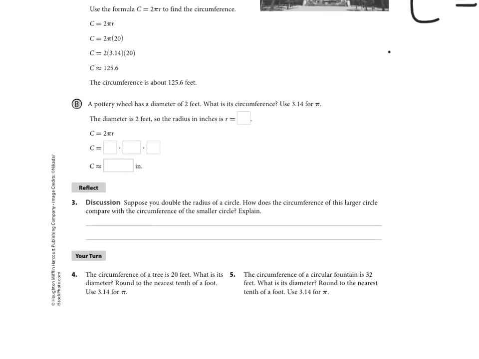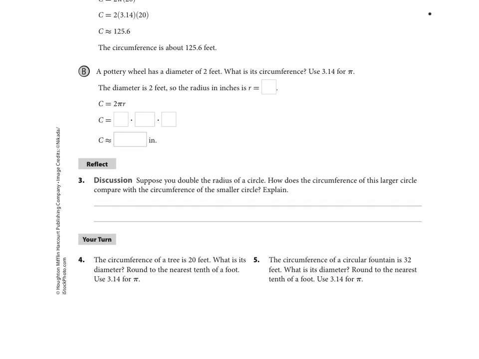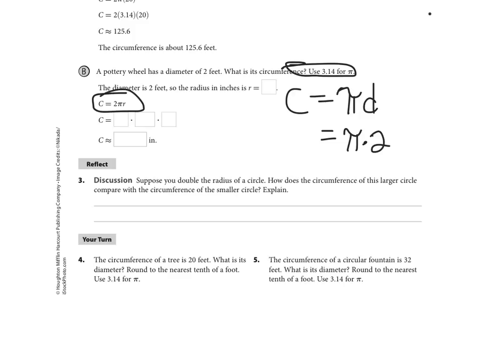So B says find the circumference, and it gives us diameter. So I'm going to say circumference equals pi times diameter, and so pi times 2. And see, it's telling us to use 3.14 for pi. And so you just stick that in your calculator and you've got it. Now this shows it using radius. And you can do that 2 times pi and do half of the diameter, which would be 1. And then put that in your calculator.